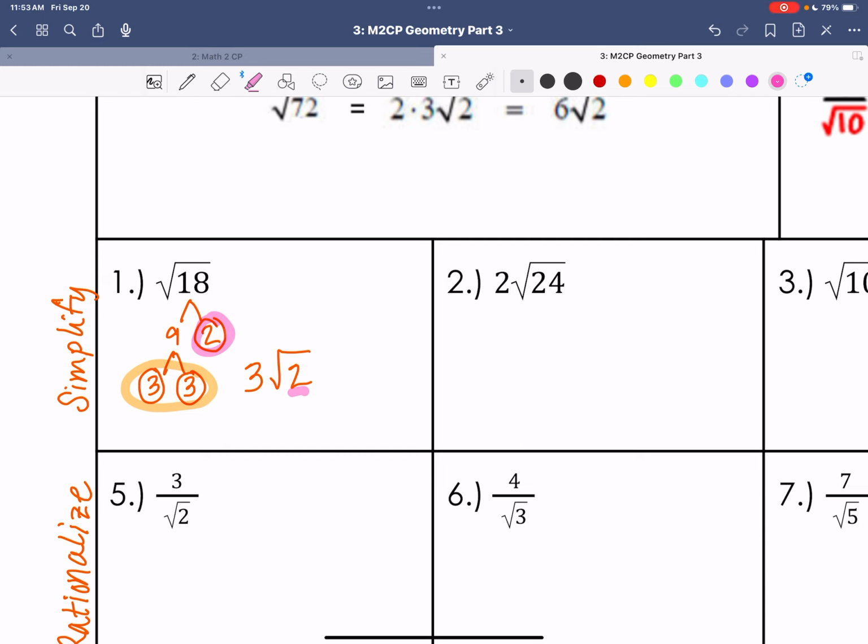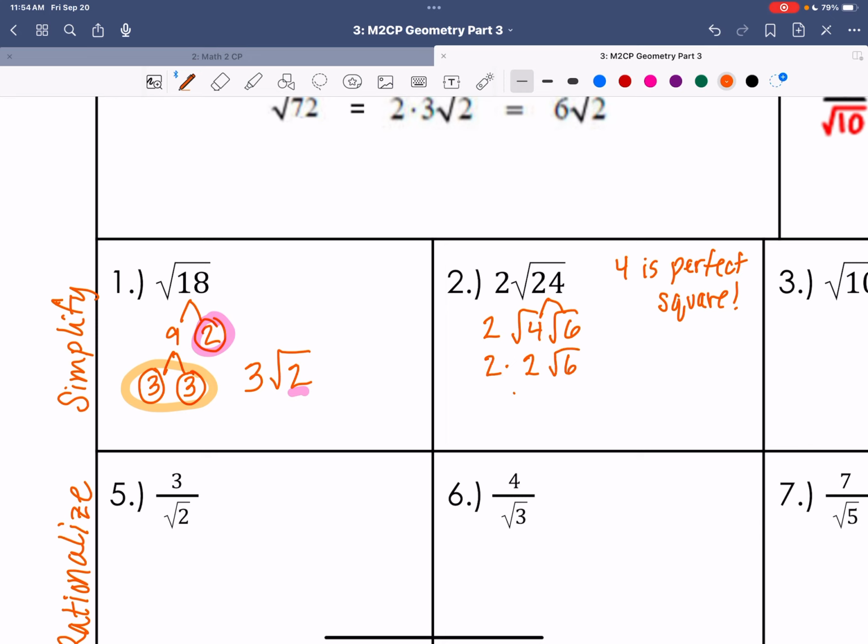Now another way to factor is if you're really good with your multiplication facts and you start to notice, you can factor it into perfect squares. So if I were to factor this, I've got 4 and 6. Well, I already know 4 is already a perfect square, so I don't have to factor that anymore. So now I can just take the square root of 4 and the square root of 6, and then I'll write 2 up front. The square root of 4 is 2, and for 6, we don't have any other perfect squares in there, so it's 6. So now 2 times 2 is 4. 4 root 6 is your answer.